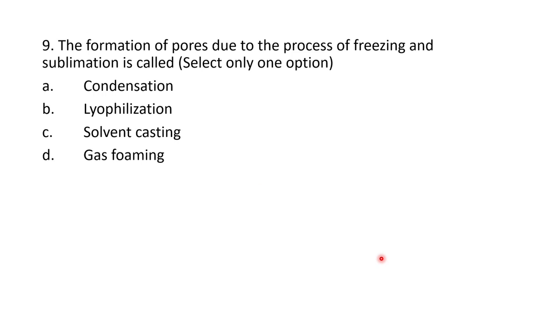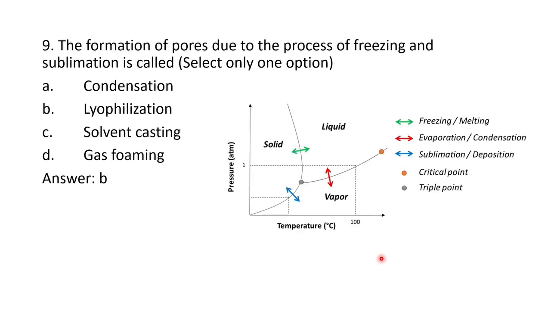Moving on to the next question. The formation of pores due to the process of freezing and sublimation is dash. Condensation, lyophilization, solvent casting, and gas forming. Lyophilization. Yeah, it's lyophilization. So lyophilization is one particular process that will help in formation of scaffold, and it is very easily used almost in all of the experiments that are being conducted now for scaffold formation. So the answer is option B.